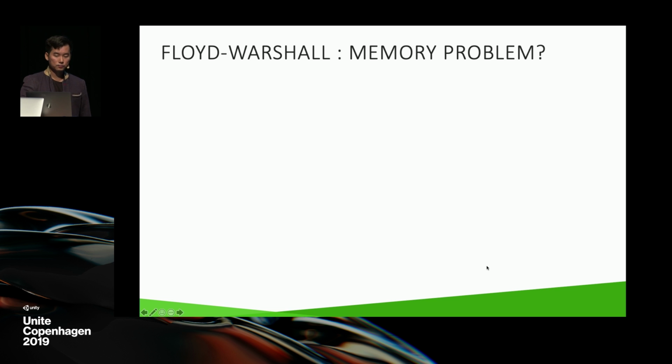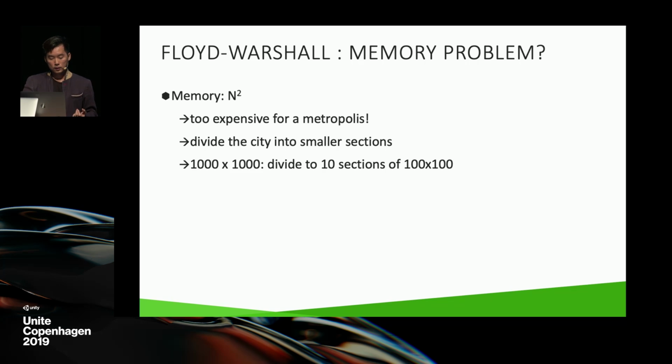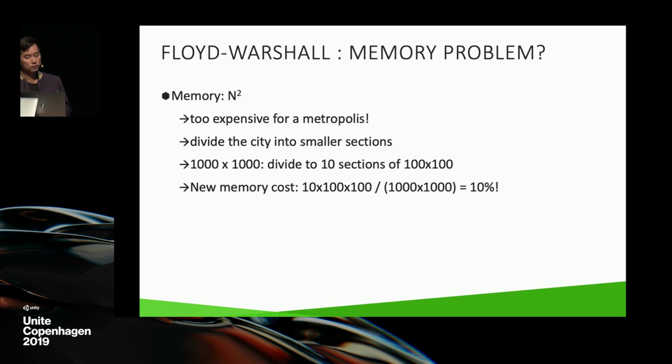So the problem here is the memory. Because n to the power of 2 is quite high, it is actually not suitable for a metropolis setup. The obvious solution here is to divide the city into smaller sections, let's say districts, and then divide further into quarters and so on. Let's say we have a 1,000 by 1,000 node network, that's 1 million, that's a lot. If we divide it into, let's say, 10 sections of 100 each, the new cache size will be just 10% of the 1,000 by 1,000, which is a huge saving. If we divide it further, we save even more.